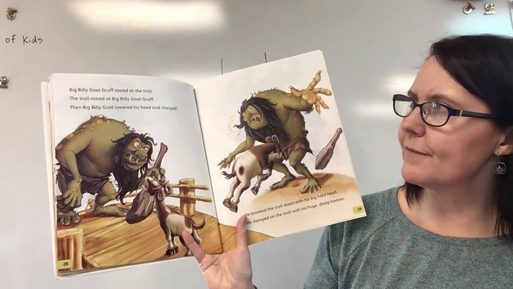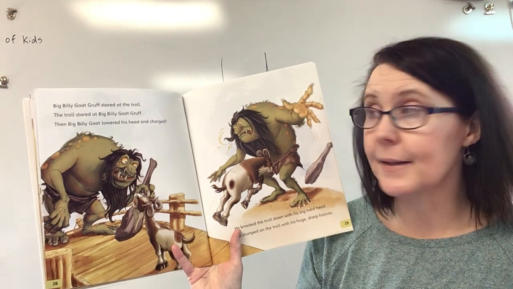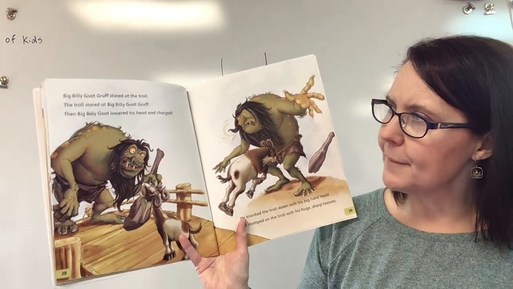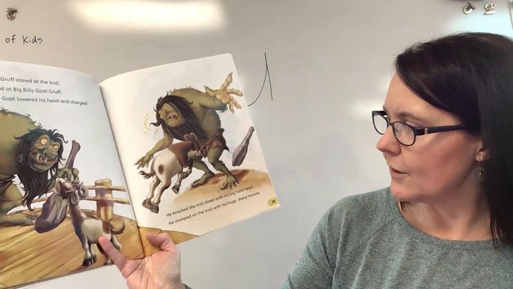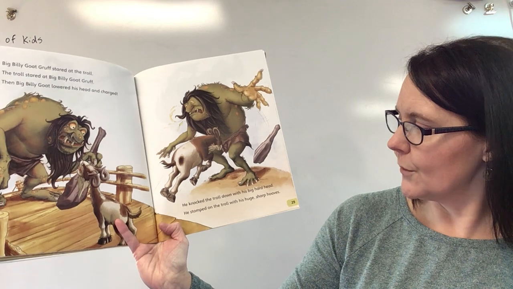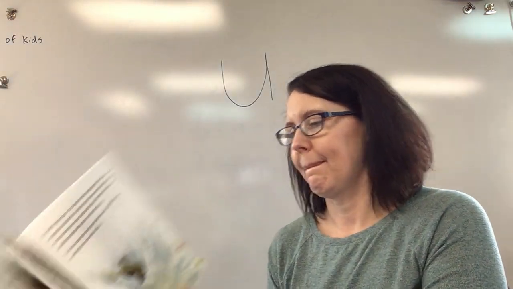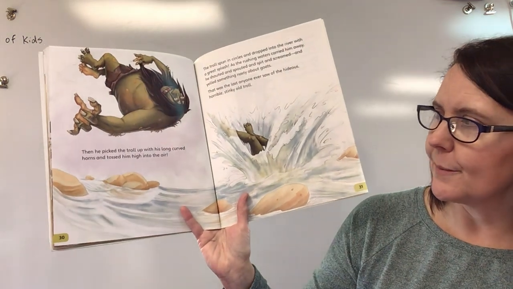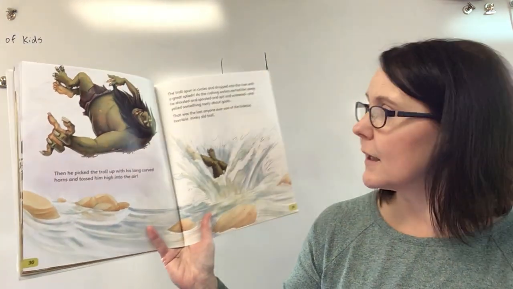Big Billy Goat Gruff stared at the troll. The troll stared at the Big Billy Goat Gruff. Then Big Billy Goat lowered his head and charged. He knocked the troll down with his big hard head. He stomped on the troll with his huge sharp hooves. And then he picked the troll up with his long curved horns and tossed him high into the air.